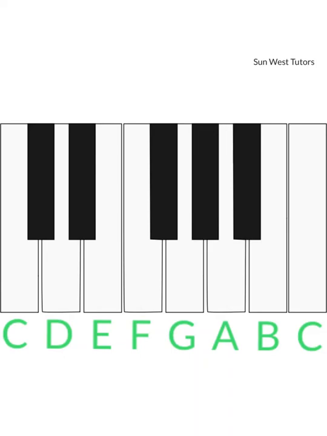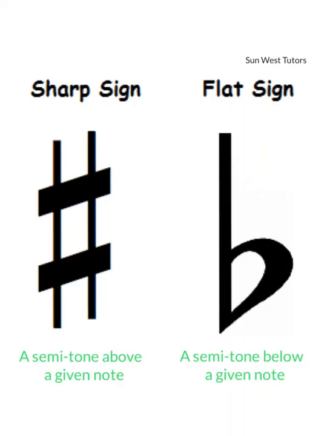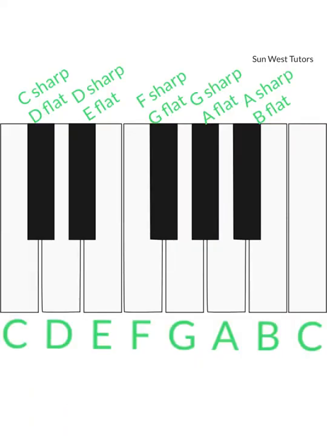The black keys, which are between two white keys, each represent two notes. The two notes that the black keys represent are a sharp and a flat, shown here. A sharp is defined as a semitone or half step above a given note, and a flat is defined as a semitone or half step below a given note. Because each black key is between two white keys, each black key is a sharp and a flat. If we were to write that out, it would look something like what I have above here.